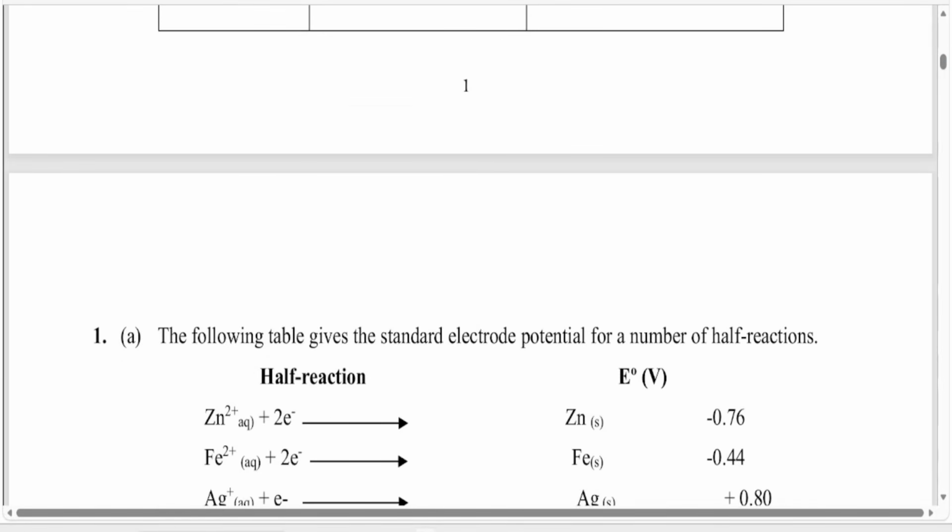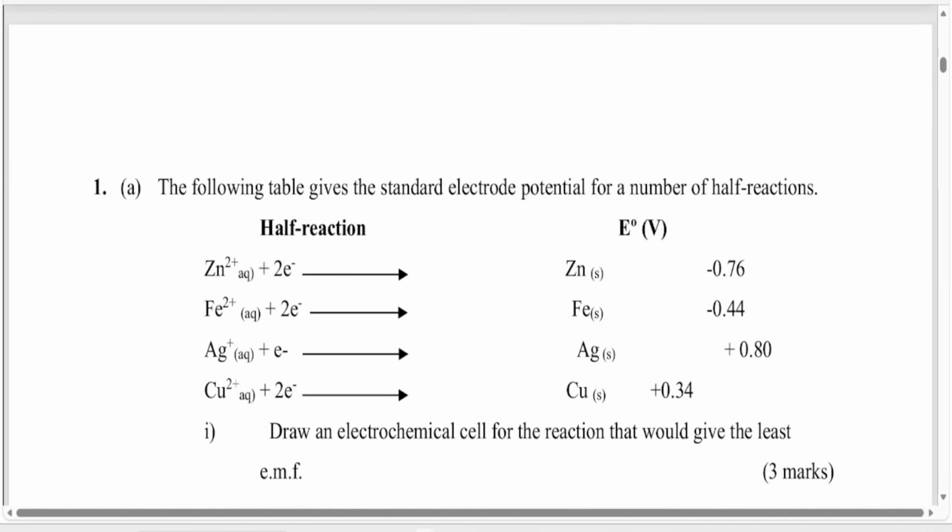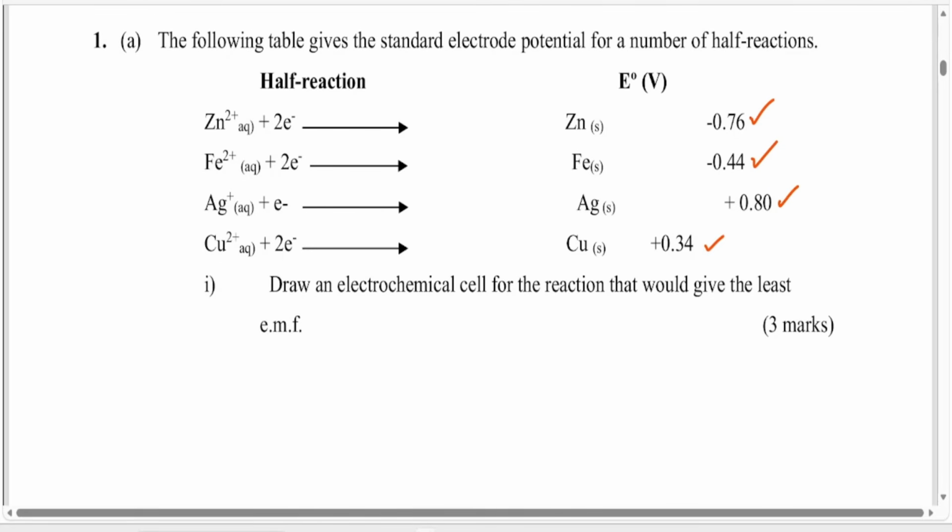Question number 1. The following table gives the standard electrode potentials for a number of half reactions. We have the half reaction for zinc, its electrode potential is negative 0.76. Half cell for iron 2, its electrode potential is negative 0.44. Then we have the silver half cell, its standard electrode potential is positive 0.80. Then copper, positive 0.34. The question says draw an electrochemical cell for the reaction that would give the least EMF.